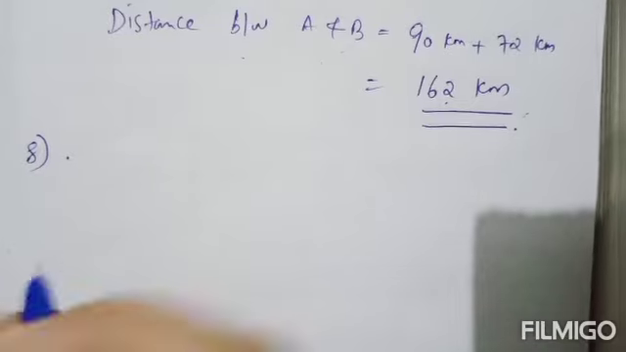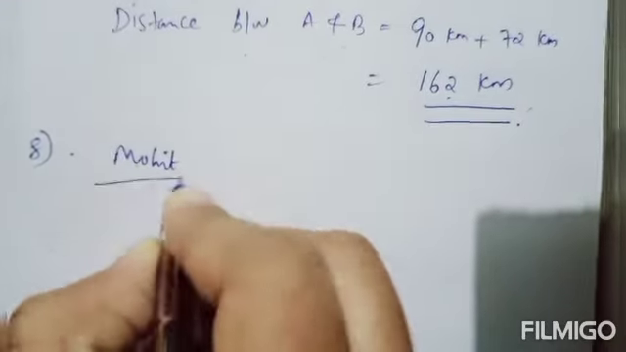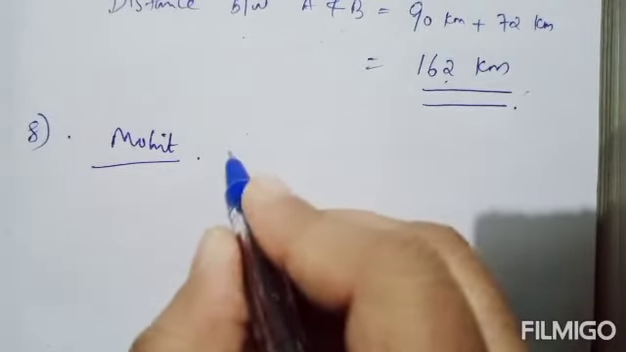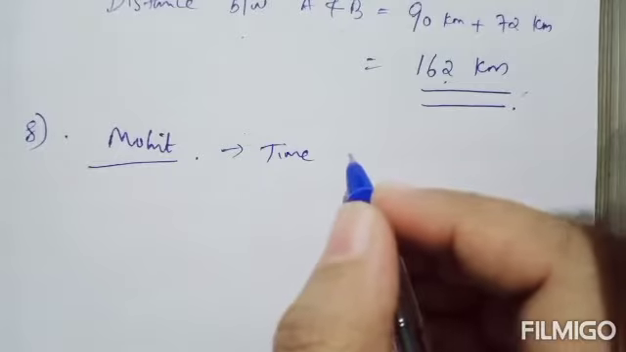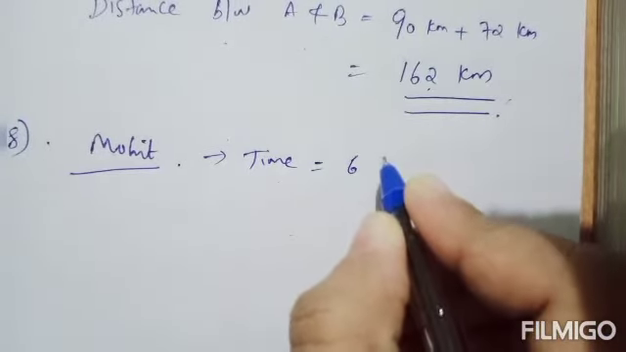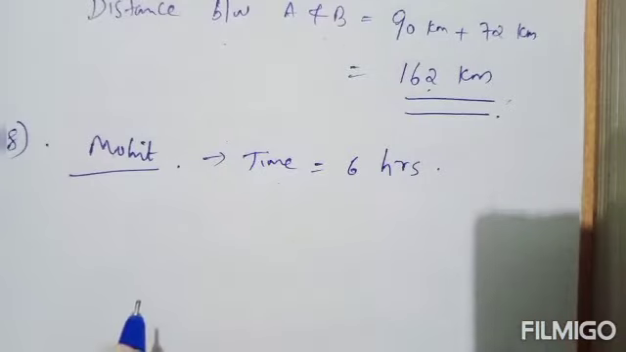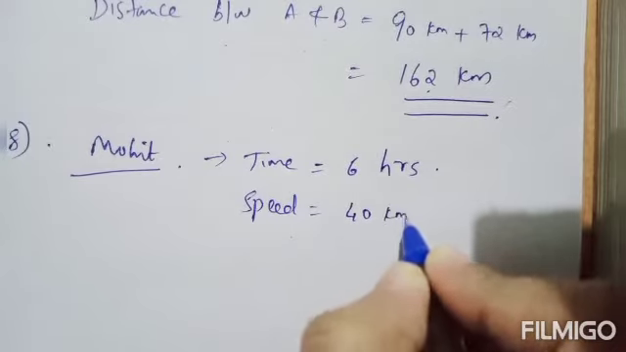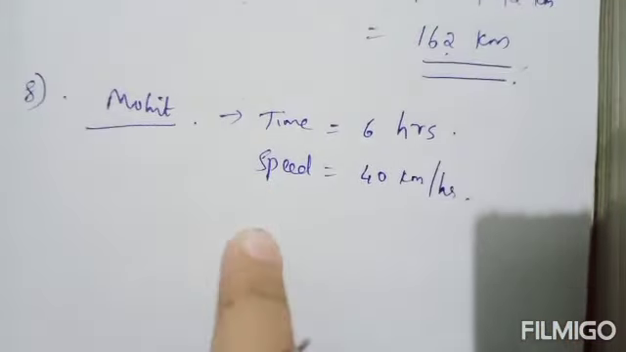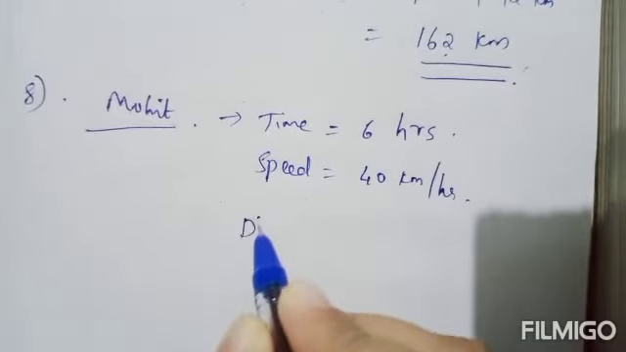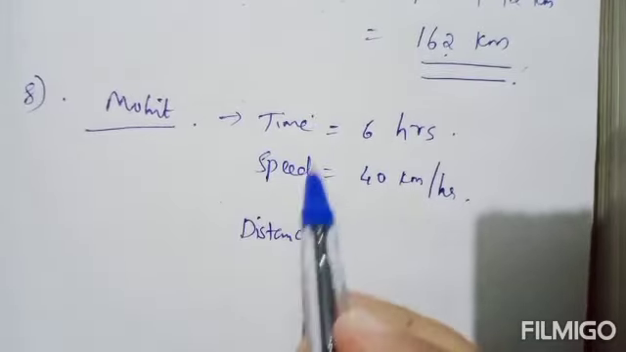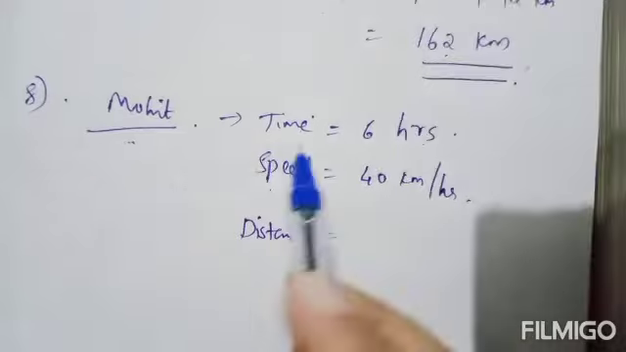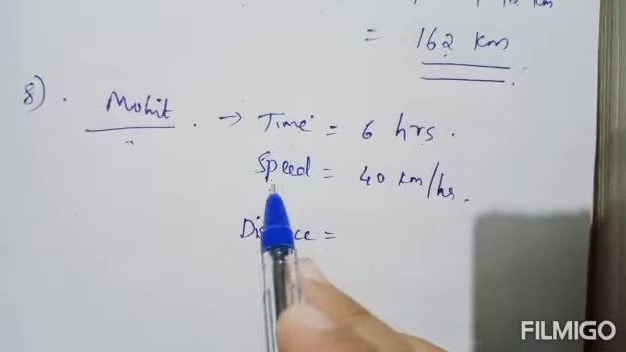Okay, so Mohit covers a certain distance in 6 hours. So time taken by Mohit to cover a certain distance, it is given 6 hours. Now his speed, Mohit's speed is given 40 km per hour. So from this what you can find? Distance covered by Mohit you can find. Here time is given 6 hours, speed is given 40 km per hour. It is the time taken by Mohit and speed of Mohit.